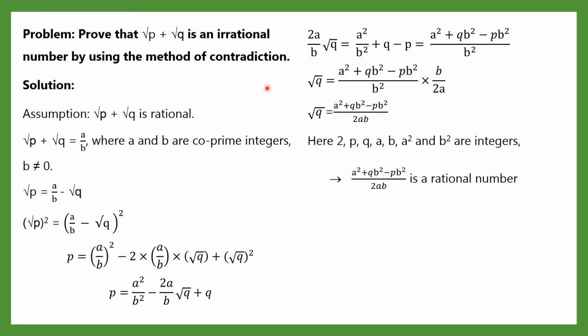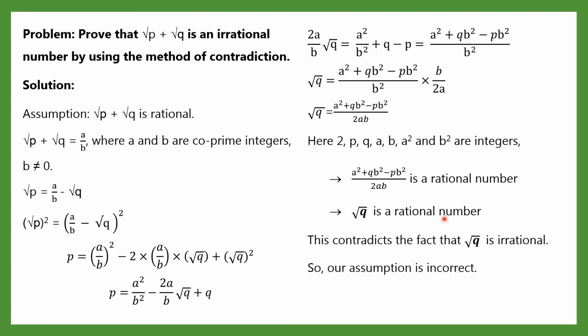Here p is an integer, q is an integer, 2 is an integer, a and b are all integers. That's why this number is also a rational number. In this fraction, the numbers involved are a square, b square, p, q, 2a, b, all are integers, that's why this will be a rational number. If this is a rational number, it means root q is a rational number. This is a contradiction, because when q is a prime number or any integer, root q should be an irrational number.